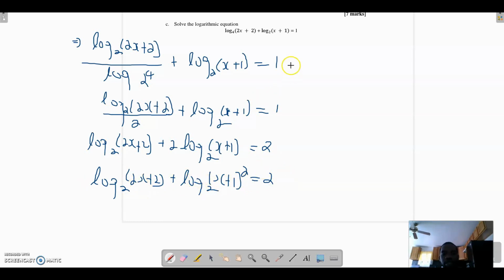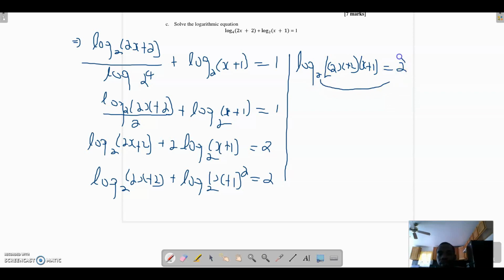Now we can combine these two expressions here. So I'm going to have log, and since I'm adding, I'm going to multiply them, right? So I can have 2x plus 2 times x plus 1 is equal to 2. And of course we change this to the exponential form. So we can say 2x plus 2 times x plus 1 is equal to 2 to the 2, which is equal to 4.